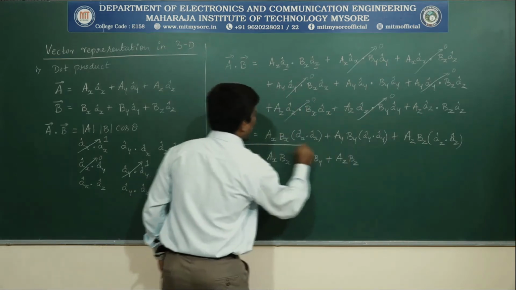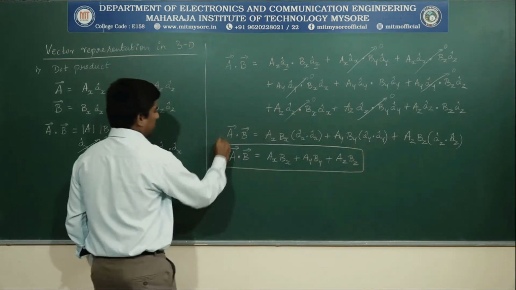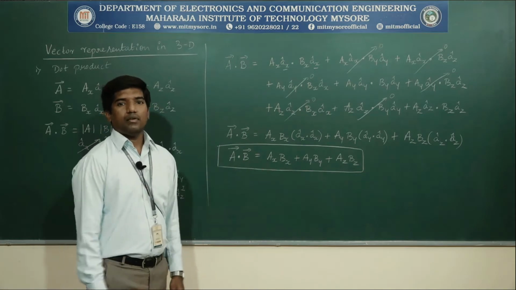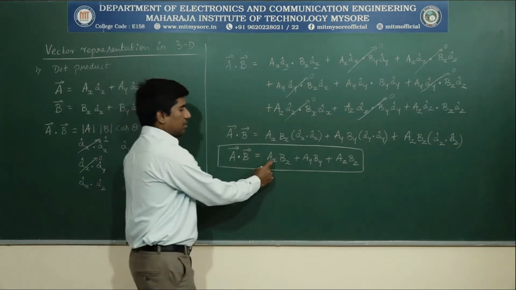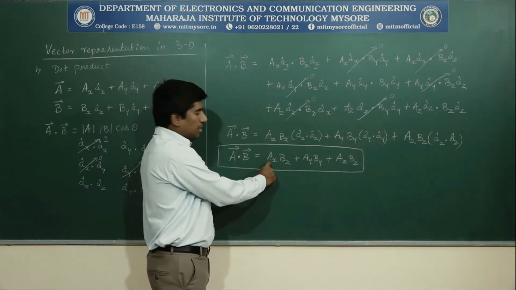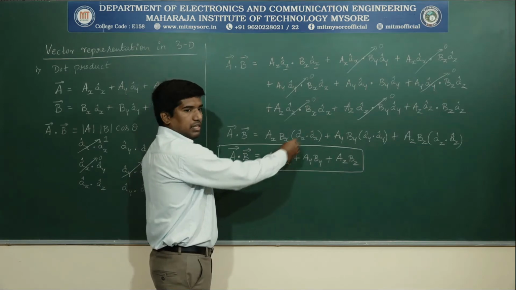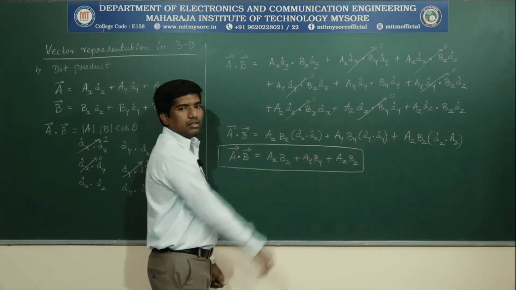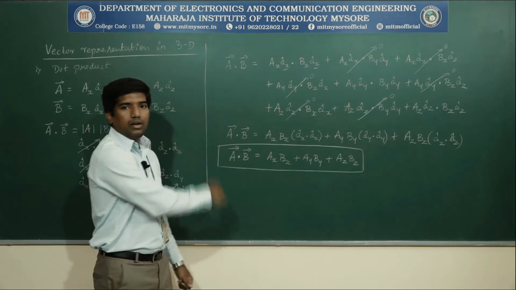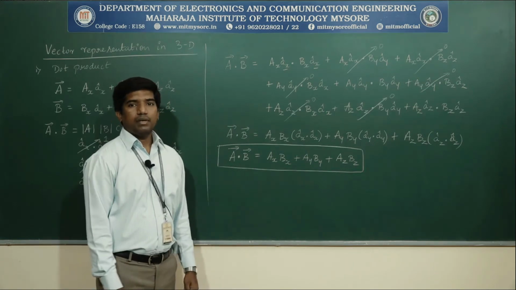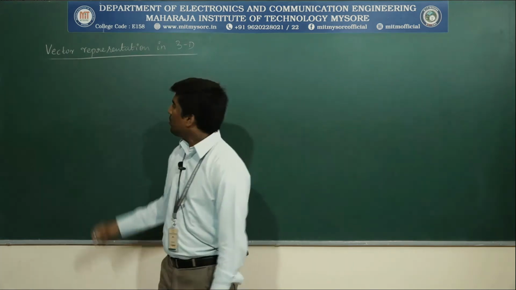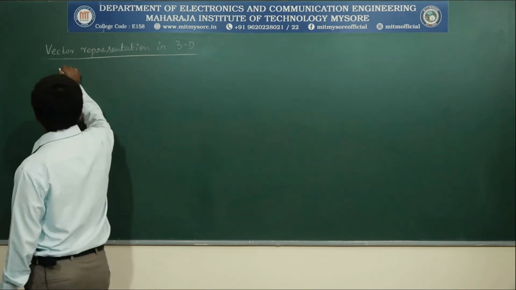This is the dot product between these two coplanar vectors. We are just multiplying their magnitudes in each direction and summing all the components. We are going to get the dot product between A and B coplanar vectors. Then move on to the vector product.